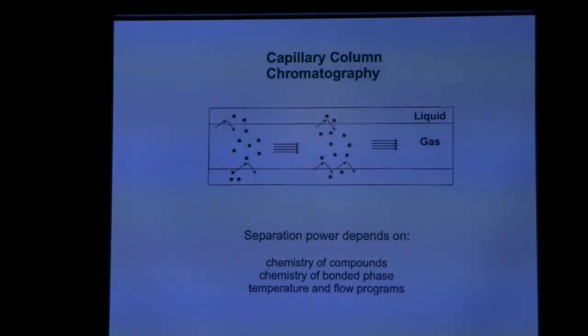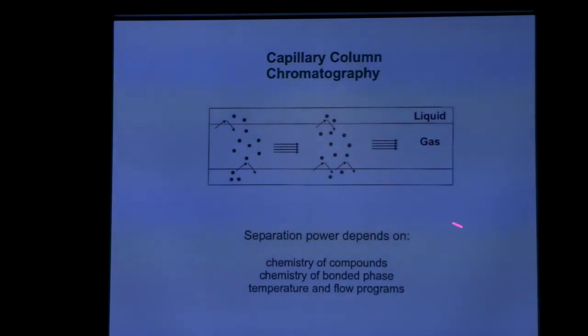The compounds sit down in that really thin layer of liquid on the inside of the tube, and this is not to scale. They sort of hang out, and then they're actually moving back and forth between these two phases continuously. The more time they spend in the gas phase, the faster they're moving. The more time they spend in the liquid phase, the more slowly they're moving.